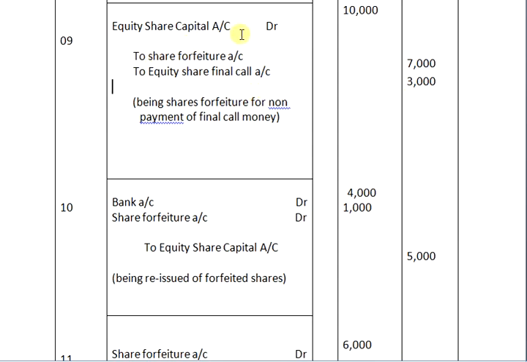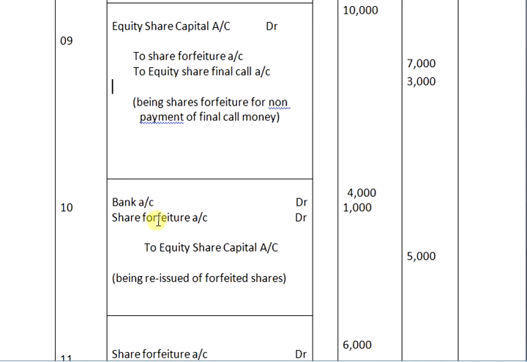Equity share capital account 1,000 shares, they didn't pay the amount. 1,000 into face value 10, it becomes 10,000. To share forfeiture account, how much have they paid? 1,000 into 7, they have paid for the application, allotment as well as first call, it becomes 7,000. On which call didn't they pay? On the final call they didn't pay. 1,000 into 3, it becomes 3,000.